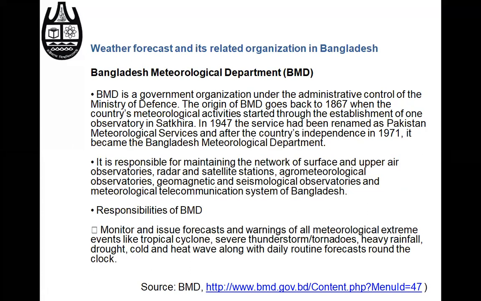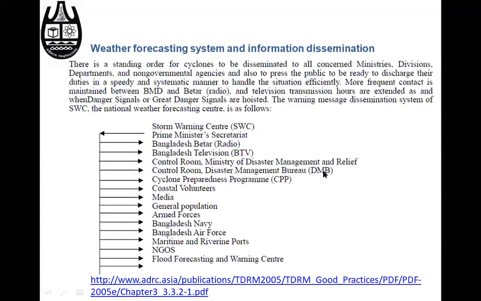So I think you have no question regarding the meteorological organizations. Let's see how they disseminate their knowledge on early warning systems, because early warning is very important, more than the forecast system, in the case of Bangladesh. Most of the time, Bangladesh is very much impacted by different types of natural disasters, and those natural disasters should be well understood beforehand, and people should be prepared beforehand to manage their lives and properties.